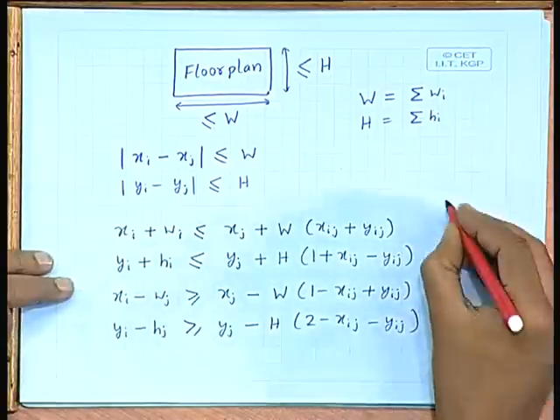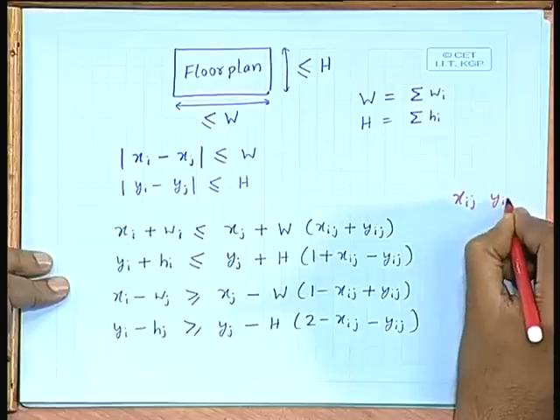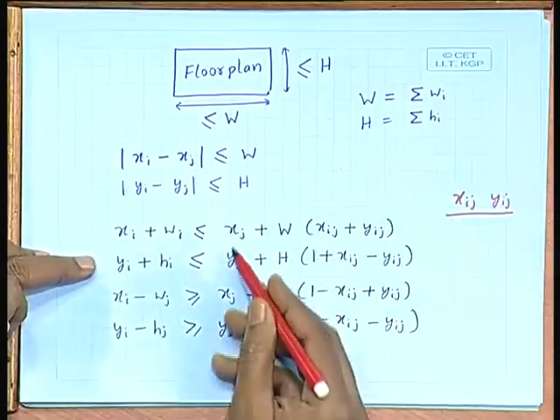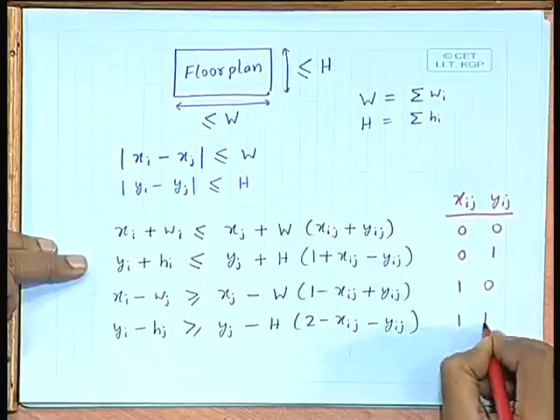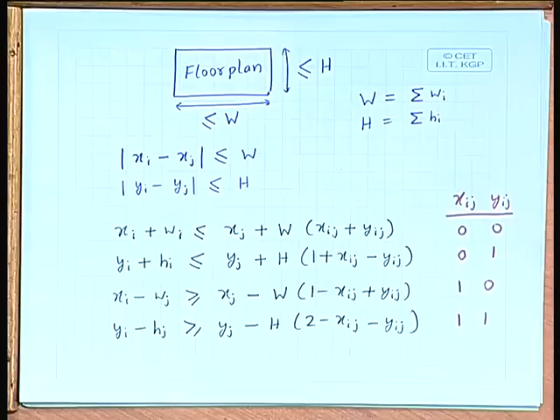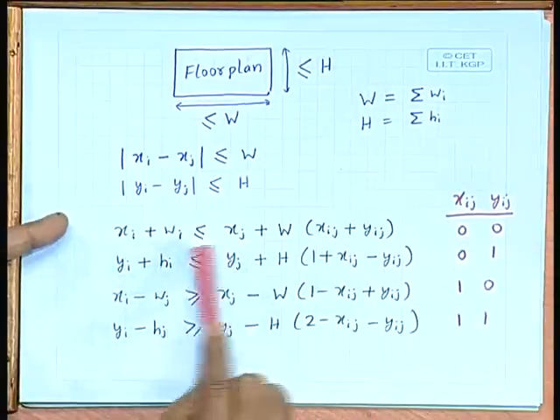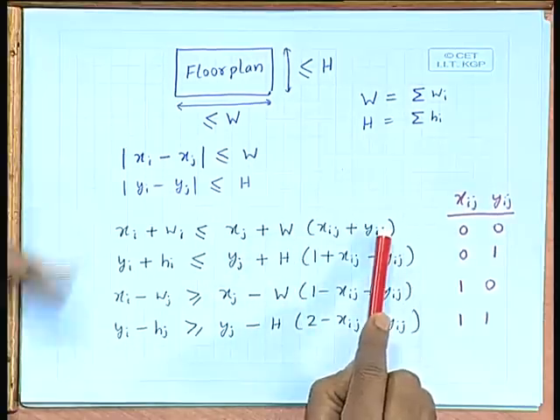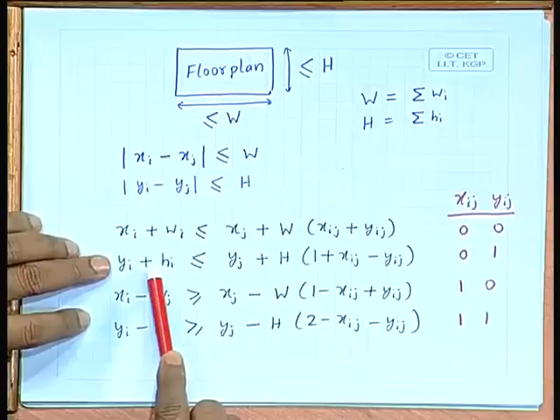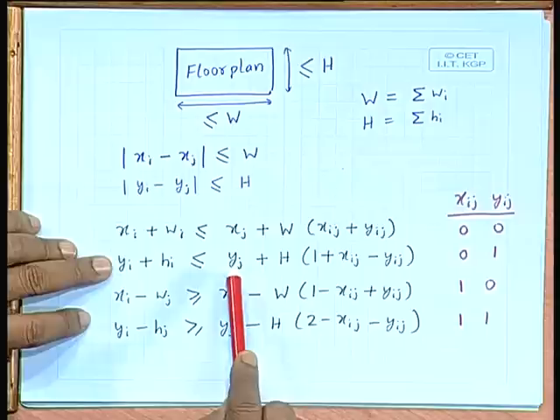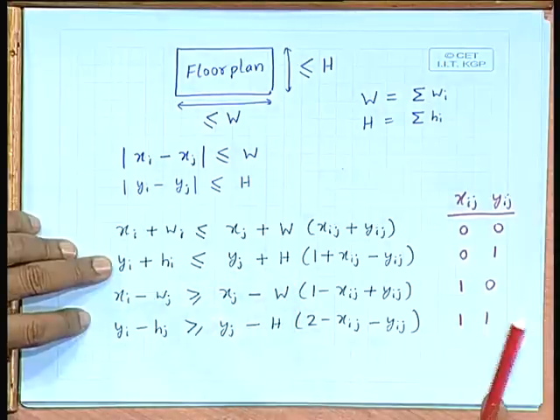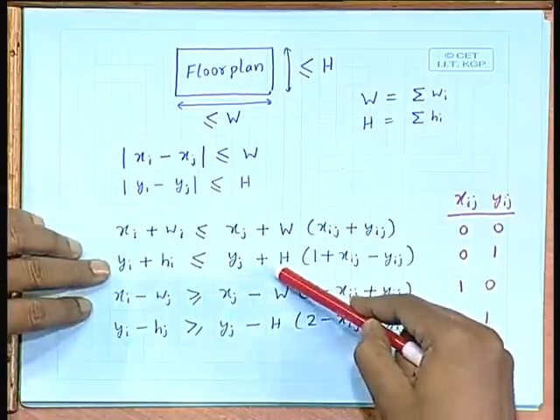I just told you that the xij, yij combination tells us which of these four constraints is in force, which is the one you are checking, and the combinations were 0 0, 0 1, 1 0 and 1 1. Suppose the values are 0 0. Then you see the first equation is the same as the original unconstrained equation, xi plus wi less than or equal to xj, this part is 0. But for the second one, yi plus hi less than or equal to yj plus H, this will always be true because H is the maximum height. This will be trivially true.